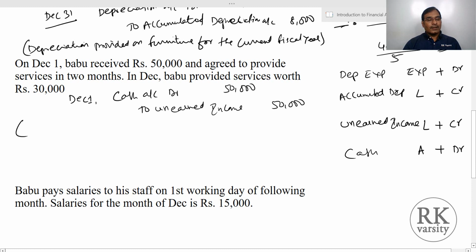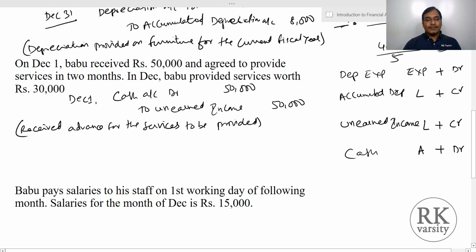Now here the narration we write is: advance received for the services to be provided. Now next is on the closing day, that is on December 31st.